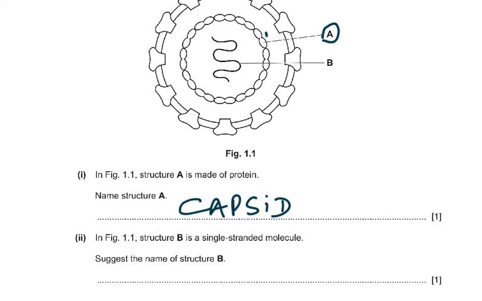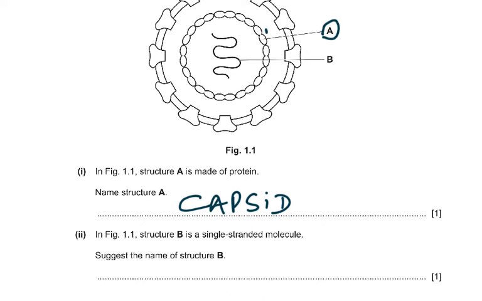Then it says in figure 1.1, structure B is a single-stranded molecule. Suggest the name of structure B. It could be anything. It could be RNA or DNA. That is what you have studied in A2, that it could have been DNA or RNA. Actually, it's RNA because it's a retrovirus if you're going to talk about HIV. So both the DNA and the RNA can be double-stranded or single-stranded, and that's of course a part of the A2 syllabus, which if you're doing the AS you won't know, but of course I always tell you that.